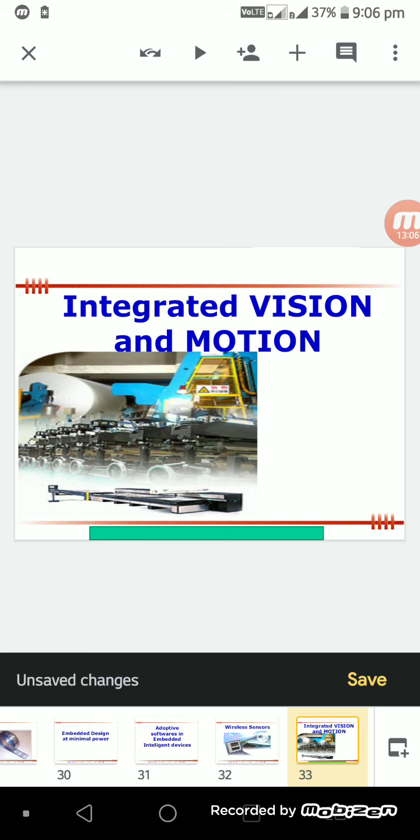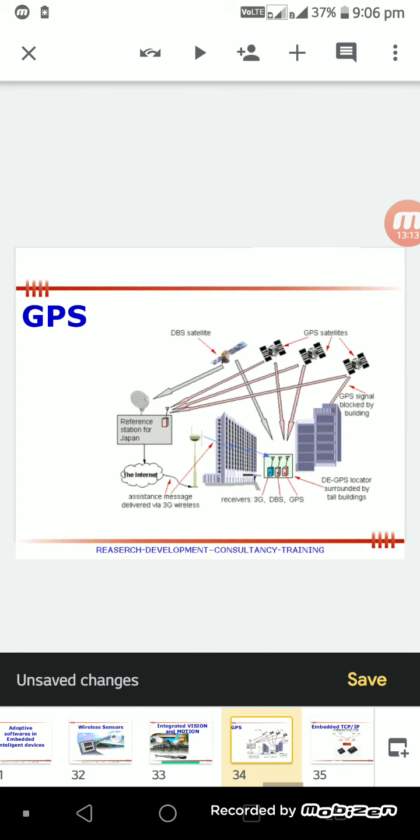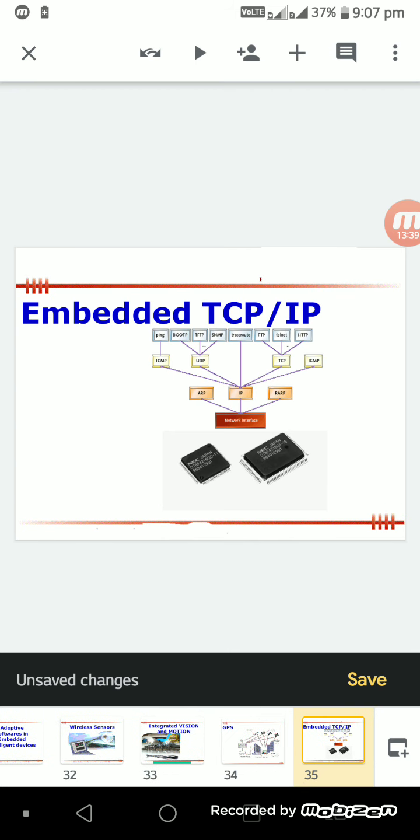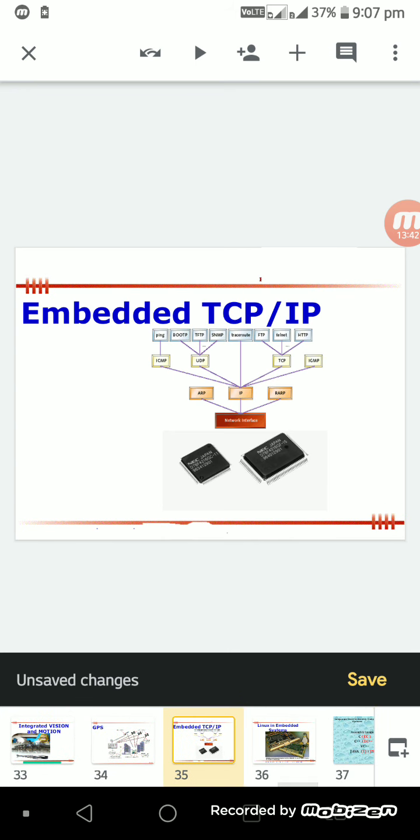That means VLSI concept, like integrated IC designing. Next, go for GPS. What is the purpose of GPS? Global position systems. Global position means we find out the longitude and latitude values. That is called GPS. And next one, TCP/IP protocols, that means real-time protocols.